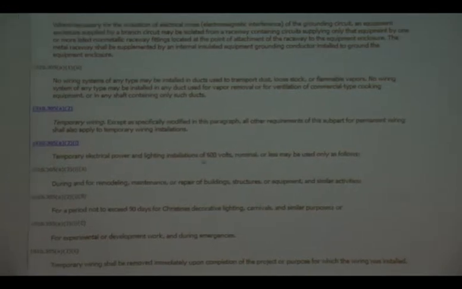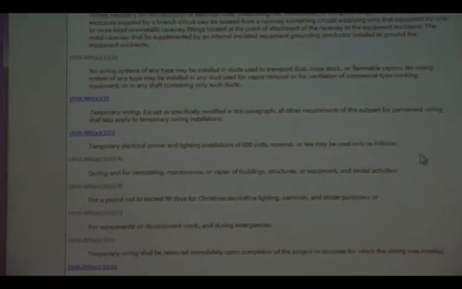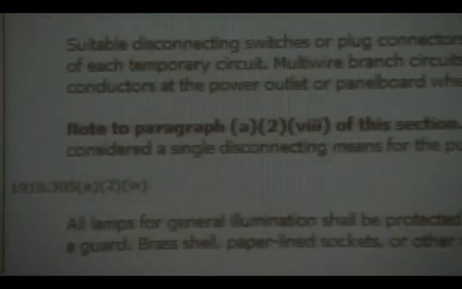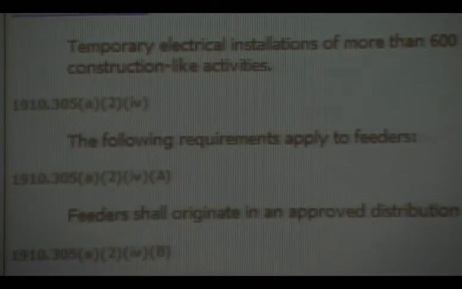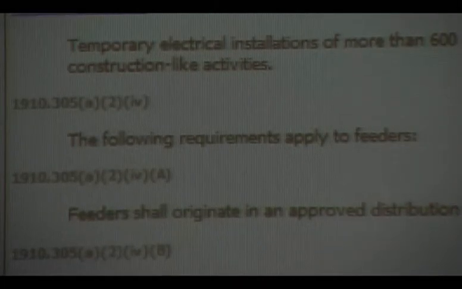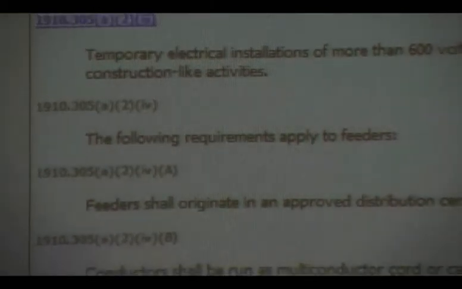Temporary electrical power and lighting installations at 600 volts may only be used as follows, okay? So it gives you time frames and locations where they can be used. So it's got a lot of good info in there. If you ever get into where you're doing some wiring, you want to make sure you meet OSHA standards. Go ahead and give it a look here.